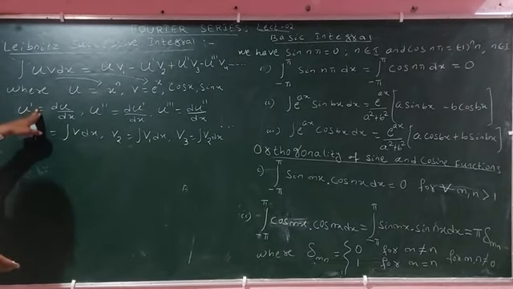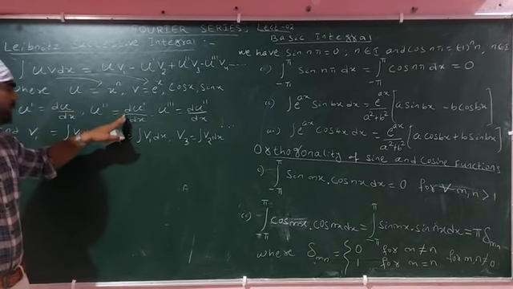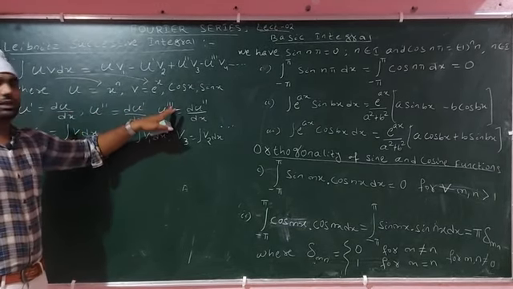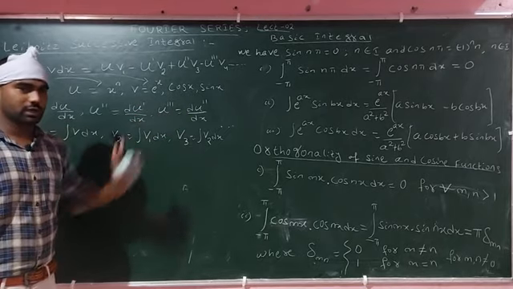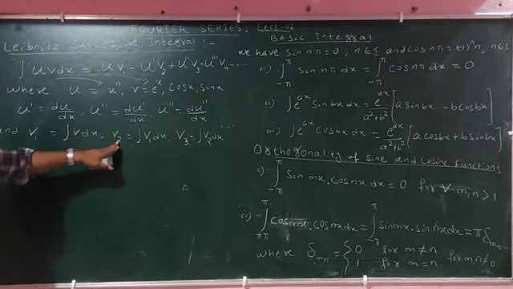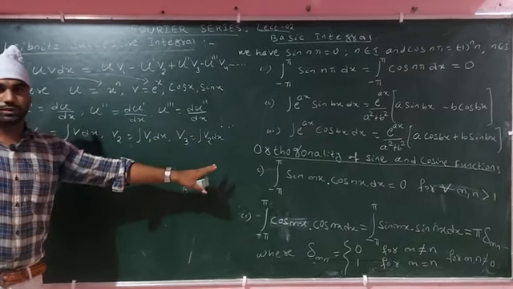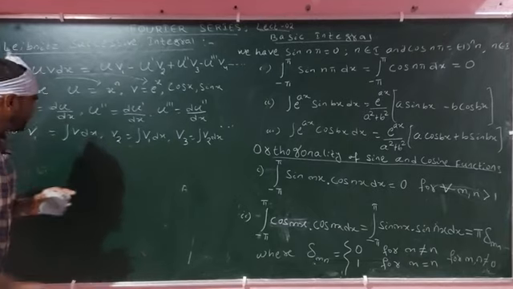Here u' is du by dx, the derivative of u, u'' is the derivative of u', u''' is the derivative of u'', and v1 is the integration of v, v2 is the integration of v1, and v3 is the integration of v2. This is the successive integral.